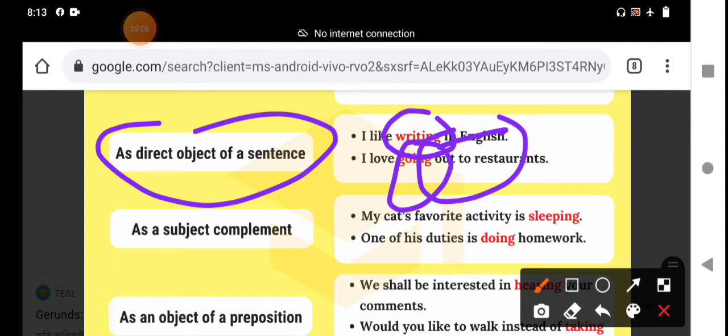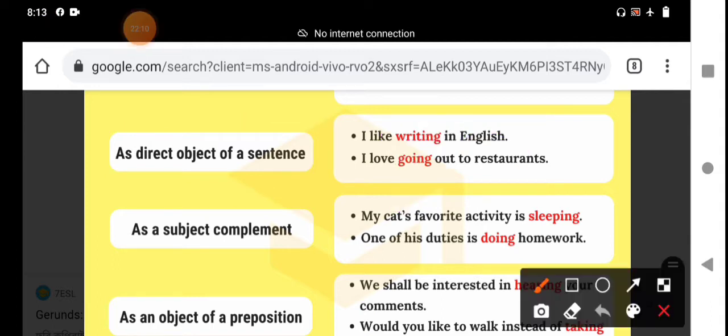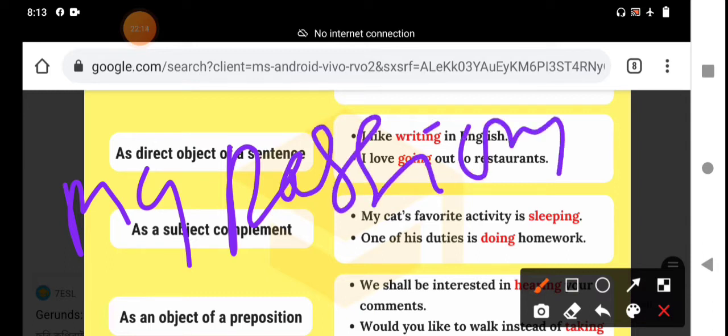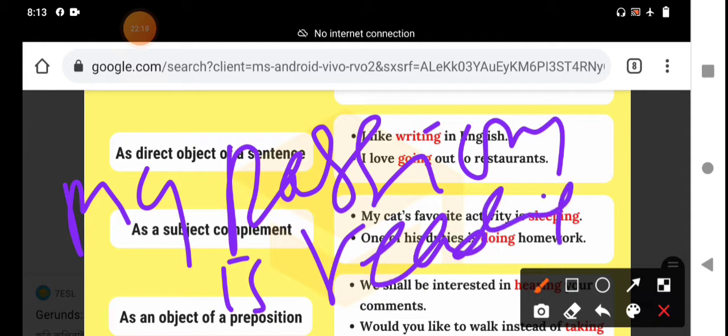For example, I will write you one example. My passion, P-A-S-S-I-O-N, is reading. It is a simple sentence. I did not write complicated or difficult sentences. To understand easily, we select simple sentences, not complex and compound sentences, to avoid confusing our students. My passion is reading.